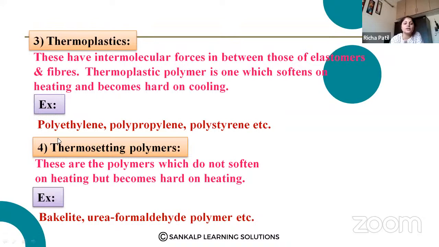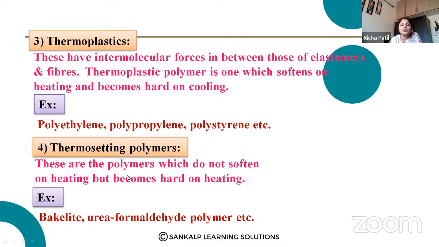Next is thermosetting polymers. These are cross-linked and heavily branched molecules, which on heating undergo cross-linking. So it becomes hard.